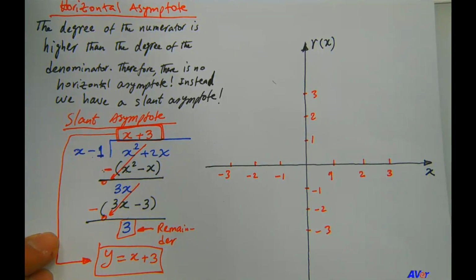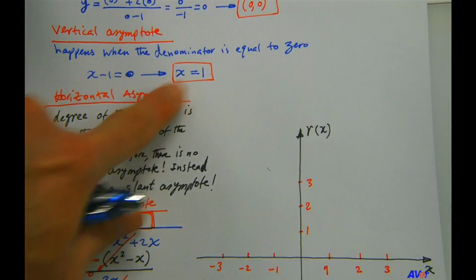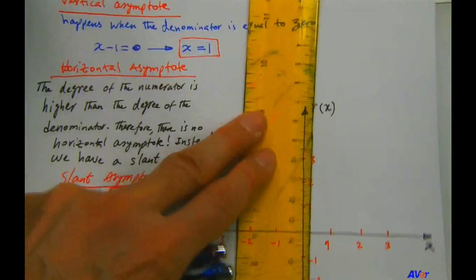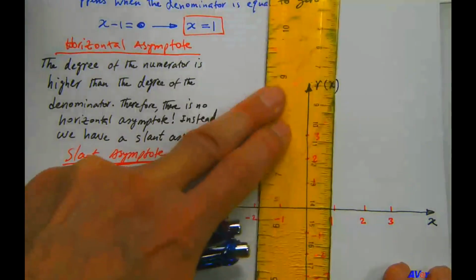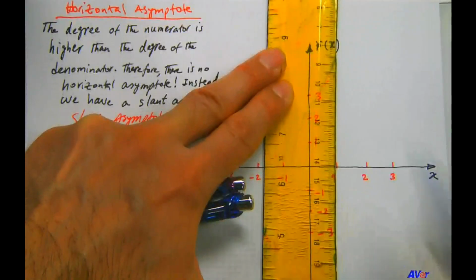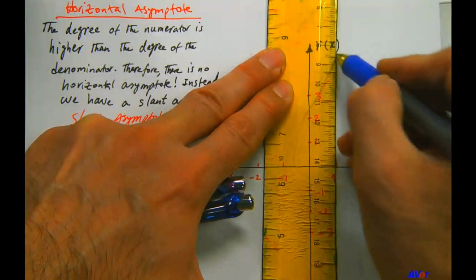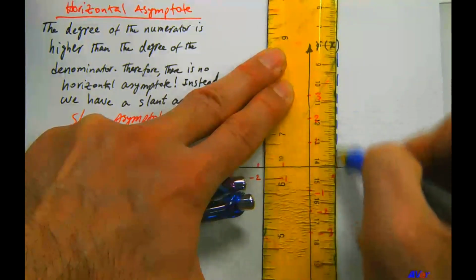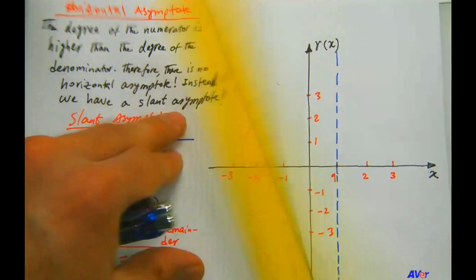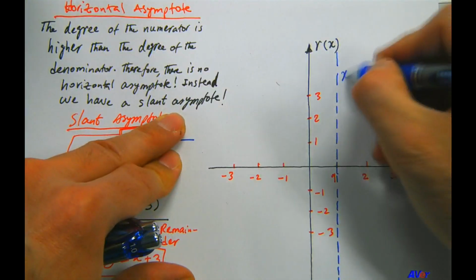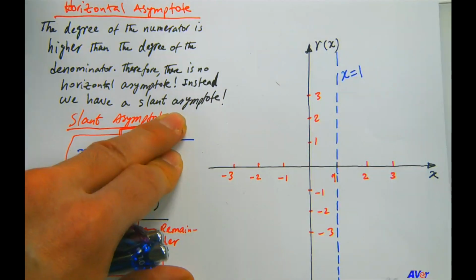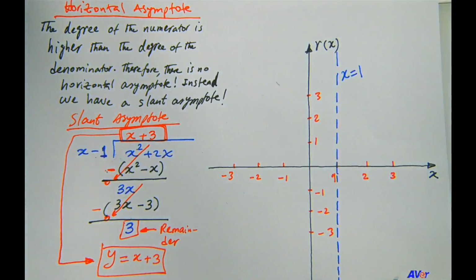The vertical asymptote first. So the vertical asymptote was x equals 1, right there. So that would be a line that goes right through x equals 1. And I'm going to draw it as a dashed line, like that. And this is x equals 1. Right? The slant asymptote, that one.